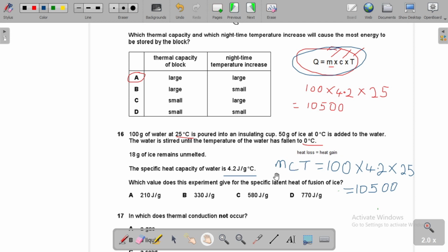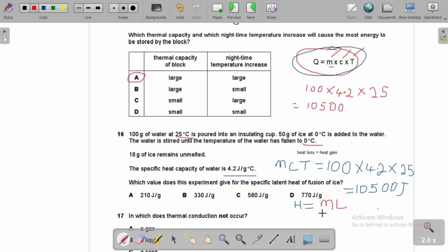So heat loss by water is calculated as mass of water multiplied by the specific heat capacity of water and then the temperature change, the formula that we have here. The mass of water is 100 grams. The specific heat capacity of water given is 4.2 joule per gram per degree Celsius, and the change in temperature is 25 minus 0, which is 25. And this will give us 10,500 joules. For ice, the heat gained by ice is equal to mass of ice multiplied by the latent heat of fusion of ice.